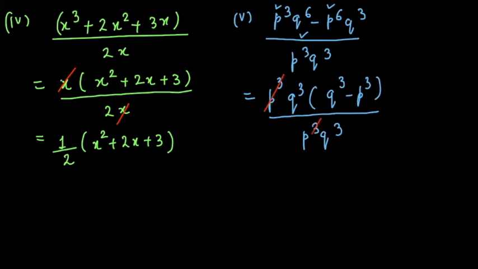This p cube can be cancelled with this, and q cube is cancelled with this. What will be my answer? I am getting my answer as q cube minus p cube. So this is all about question number 2. Now I will begin with question number 3. You can pause the video wherever you want to note it down or you want to understand it again.